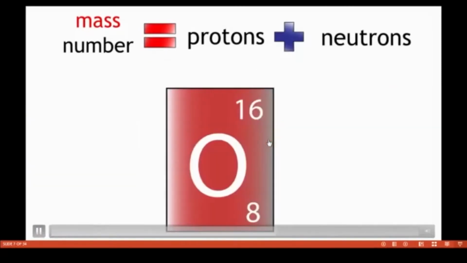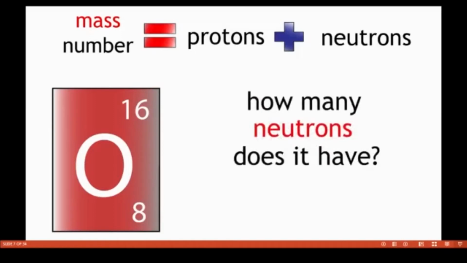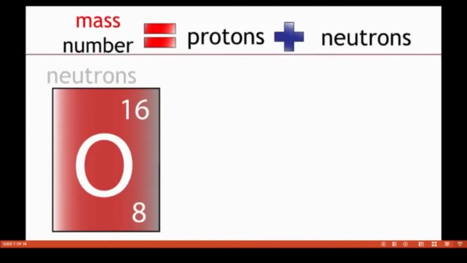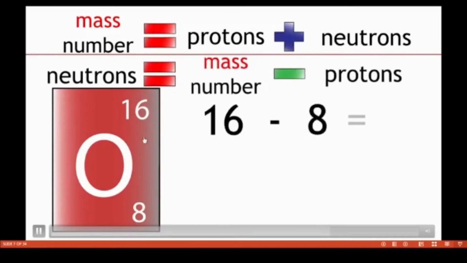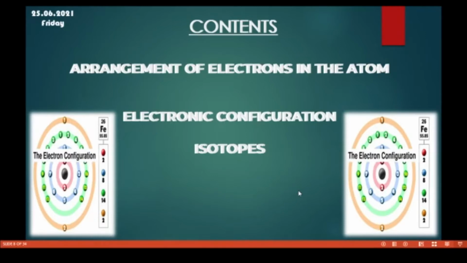Now we see oxygen: atomic number 8, mass number 16. How many neutrons does it have? Mass number is equal to protons plus neutrons. You know mass number is 16, atomic number is 8. So the number of neutrons is mass number minus protons. 16 minus 8 gives 8 neutrons. So oxygen has 8 neutrons.